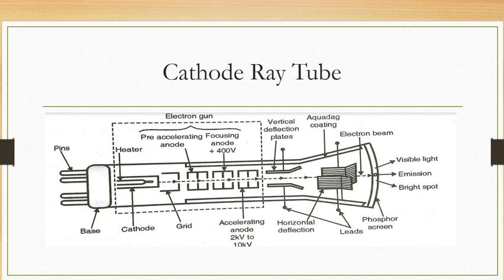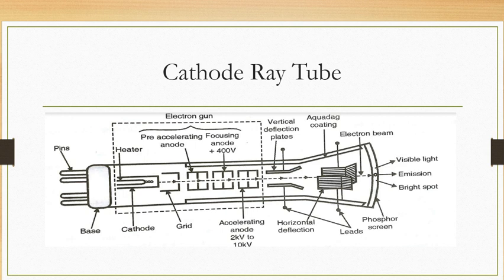One important thing is that electrons are negatively charged particles, and hence they are attracted by a positive charge and repelled by a negative charge. The electron beam consists of a stream of electrons, hence a positive field will divert the electron beam in one direction, whereas a negative field will divert it in the opposite direction.